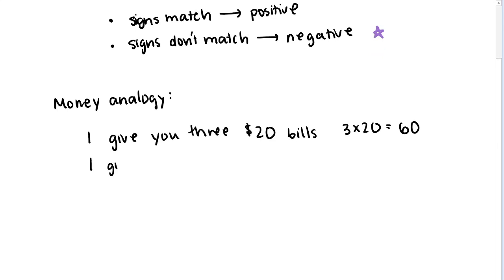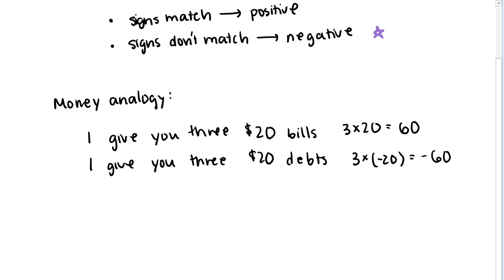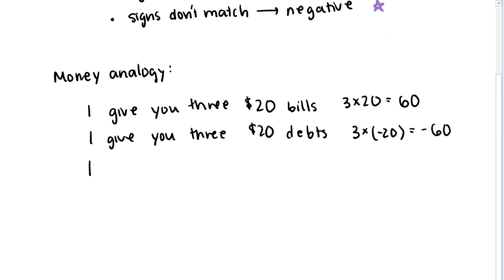What if I give you 3 $20 debts? Well, I can view this as 3 times negative 20. I'm sort of giving you 3 sets of $20 debts. You're going to get negative $60 essentially. You're losing money here. If you're gaining more debt, you're losing money. Another way I can imagine making you lose money, it's a very mean thing to say, but just for the sake of example, let's say I take 3 $20 bills from you.